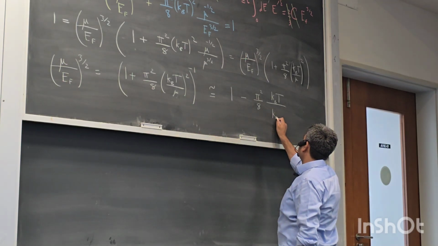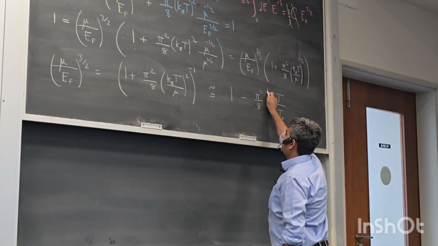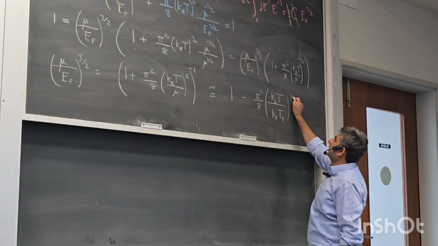Now EF is really kB times the Fermi temperature, squared.